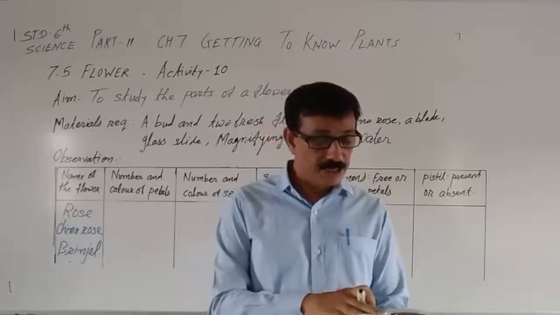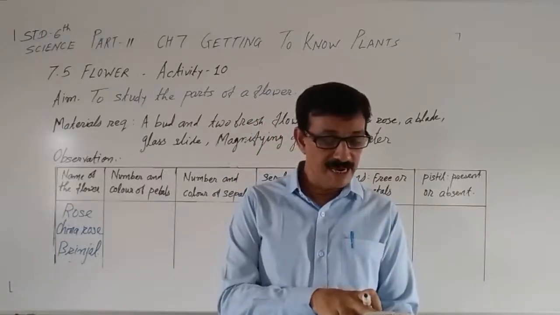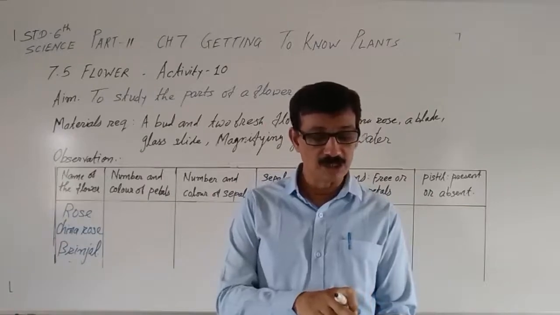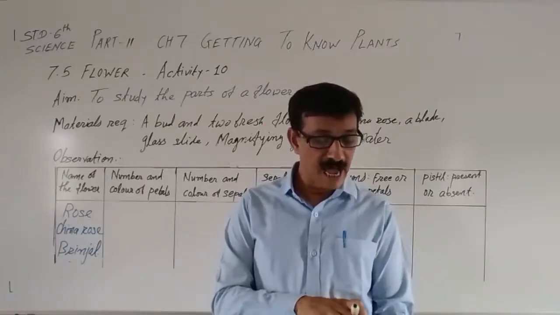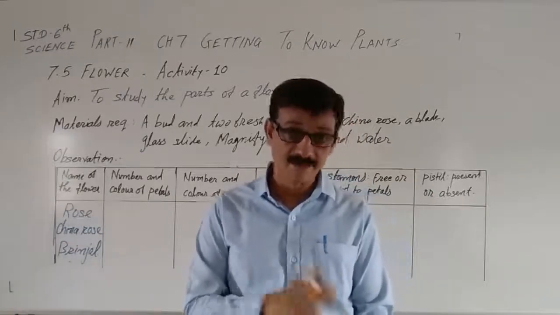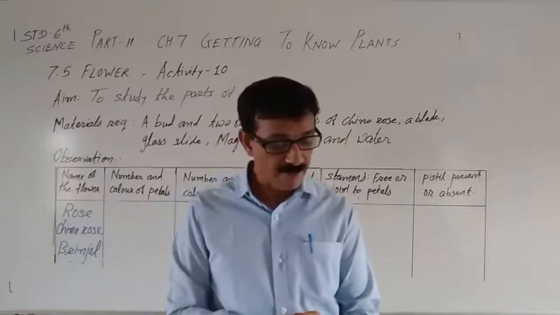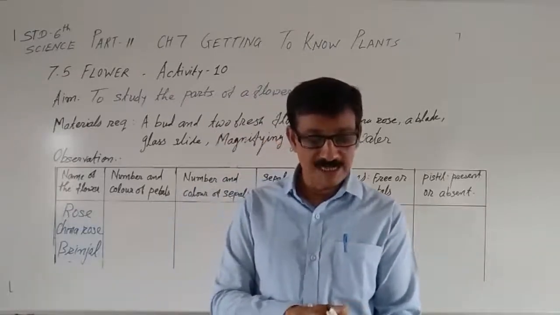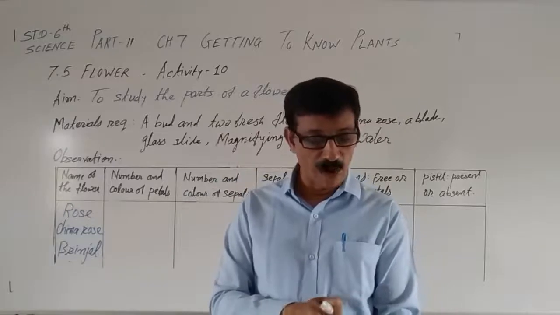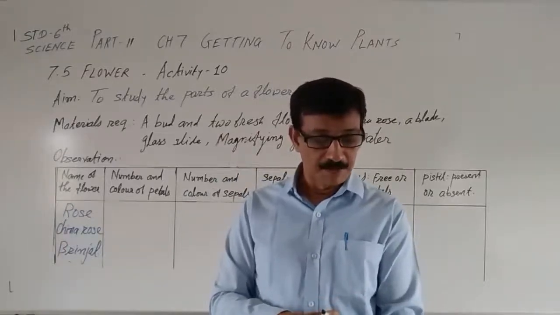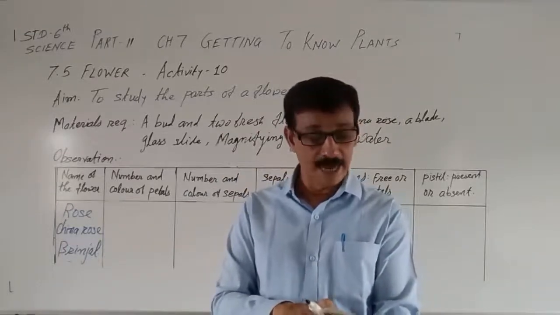Okay. Did you see that the part is made of small leaf-like structures? They are called sepals. I will show it to you. Take a flower and observe its petals and sepals. Now answer the following questions. How many sepals does it have?